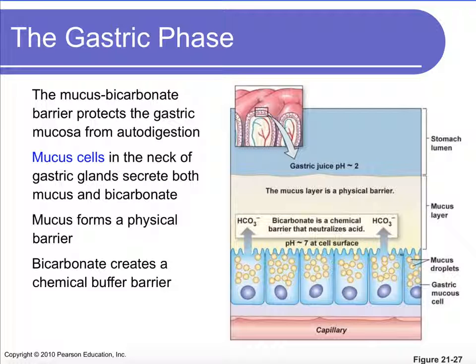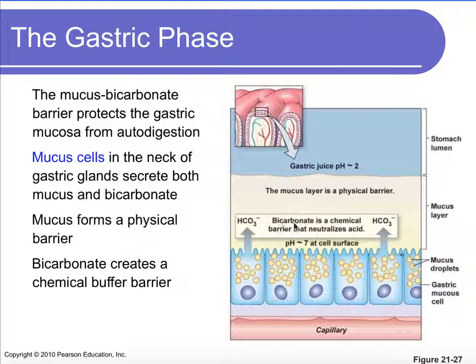So how then, if our stomach is so acidic, if it has a pH of 2, how does our stomach not end up eating itself? And the reason is because we have protection. We have both a physical protection as well as a chemical protection. Our physical protection is made by the mucus layer. So the mucus cells secrete mucus, and it literally creates a barrier so that the stomach juices can't get to our GI tract wall. But just in case, the mucus cells will also release bicarbonate ion.